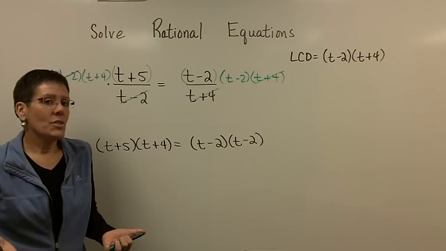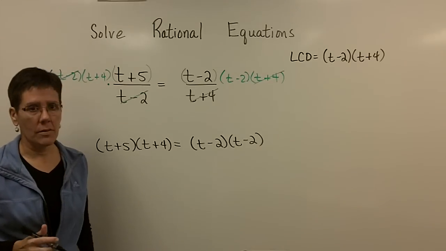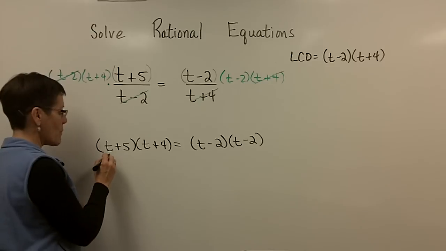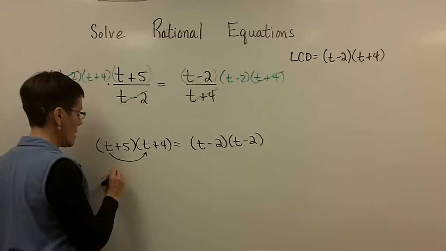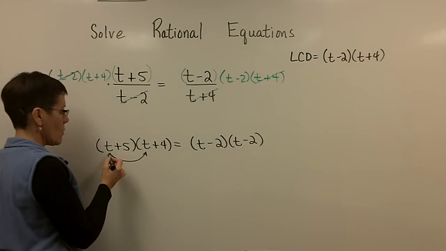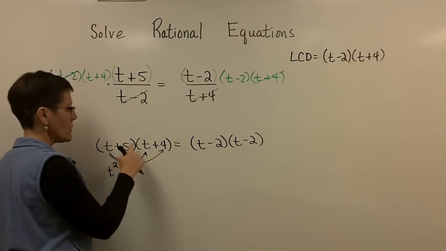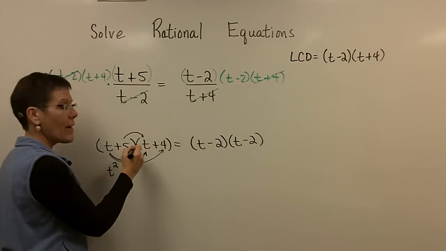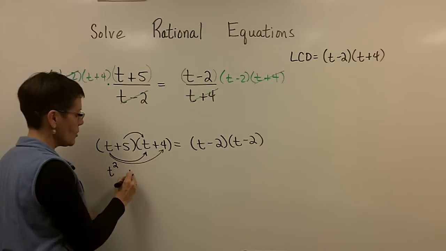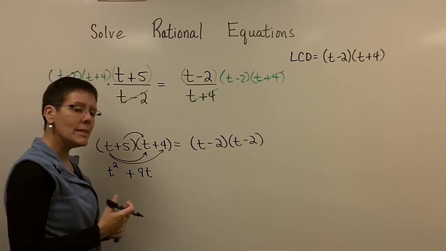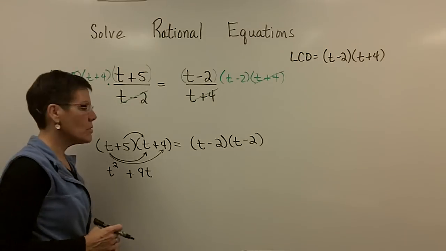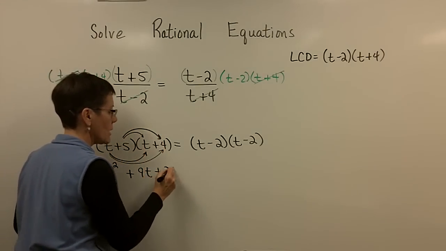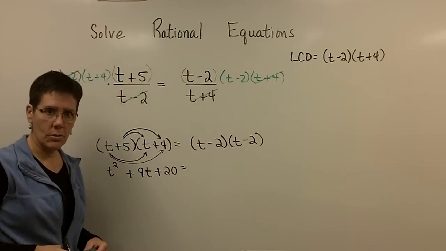Now, when you're in this situation and you've got to solve it, you better just FOIL these. So you better just multiply them out. And I'm not going to show the outside and inside step. I'm just going to say to you that t times t is t squared. Right here, you have 4t. And right here, you have 5t. Those are like terms. They total to 9t. You need to be able to do that as you move on through your algebra sequence. And then 5 times 4 is 20. So that foils into this trinomial.